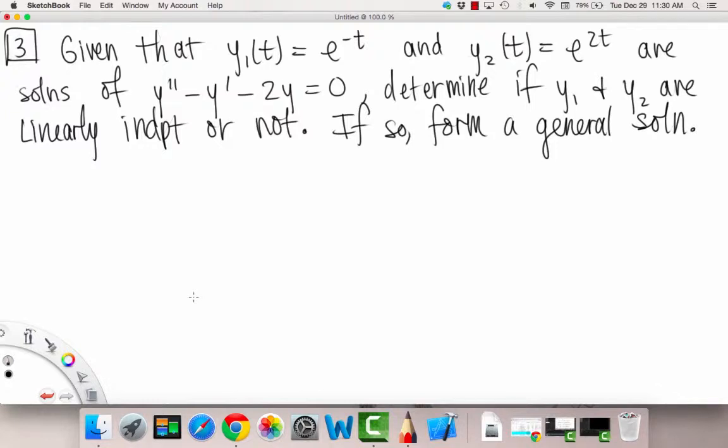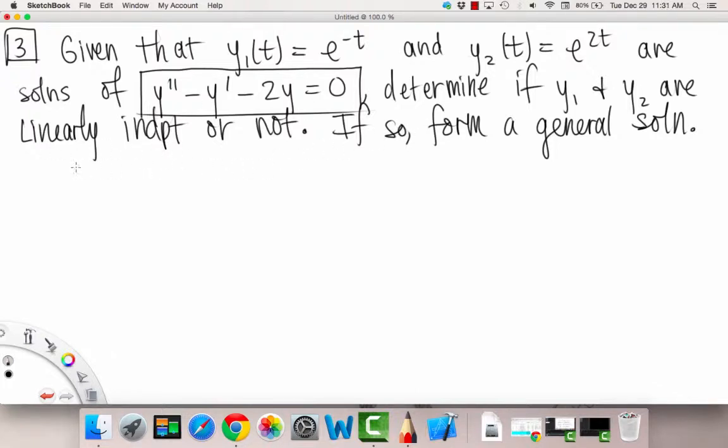Alrighty, here's question number 3. We're given that y sub 1 of t, which is equal to e to the negative t, and y sub 2, which is equal to e to the 2t, are solutions of this ODE here. So y double prime minus y prime minus 2y is equal to 0. We're going to determine if y sub 1 and y sub 2 are linearly independent or not. And then if they are, we're going to form a general solution.